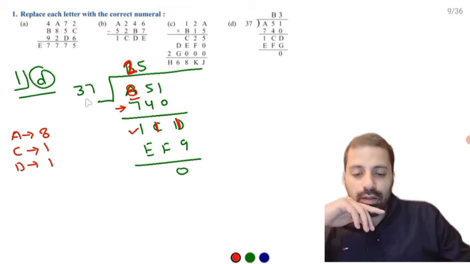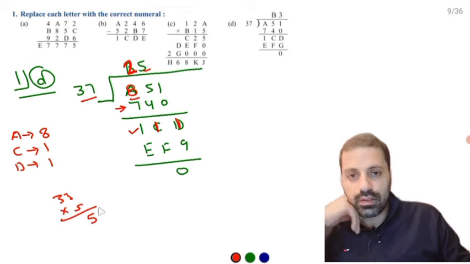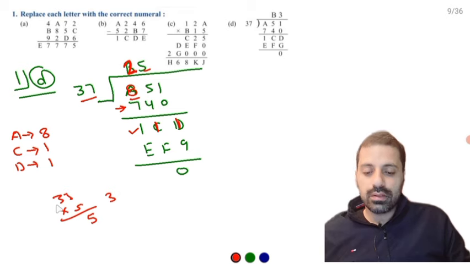Okay, now what we have: 37 times 5. 5 7s are 35, 3 carry forward, 5 3s are 15 and 3 is 18, so here 1.